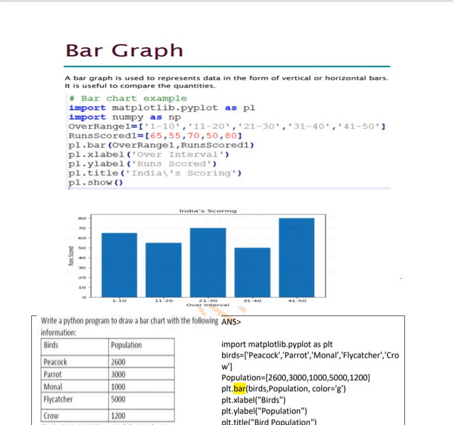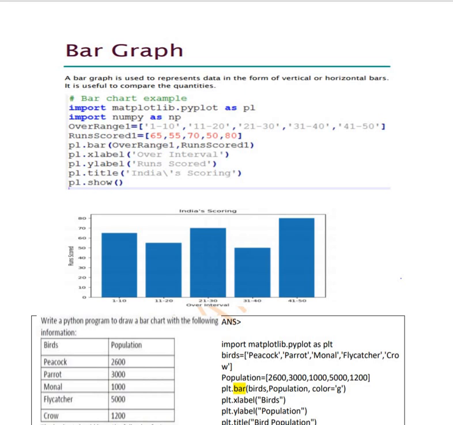So in the given example, we are going to represent the information of how many runs have been scored in the various over ranges from 1 to 10. In this example, 65 runs have been scored. From 11 to 20 overs, the runs scored is 55, and likewise. That means on the x-axis we want the overs to be mentioned, and on the y-axis we want the runs scored to be used for making the vertical bar.